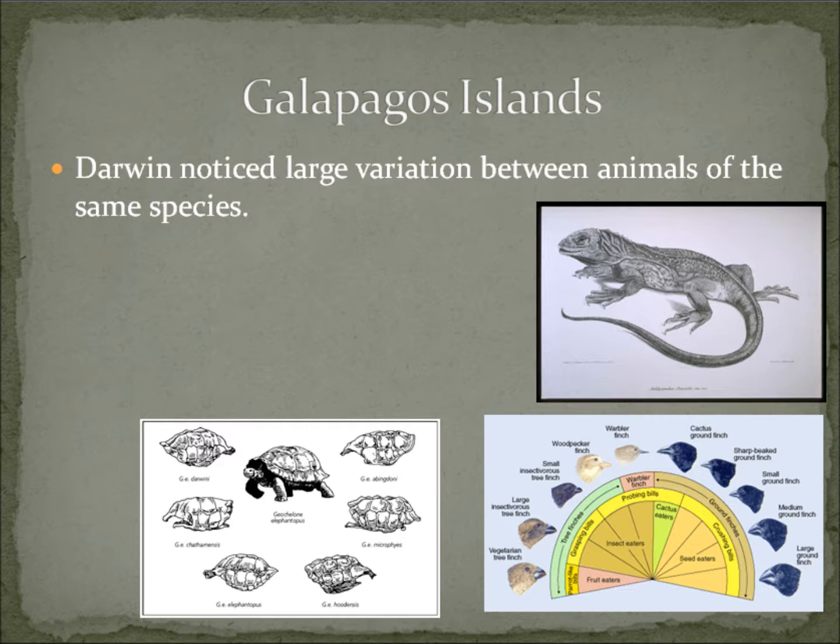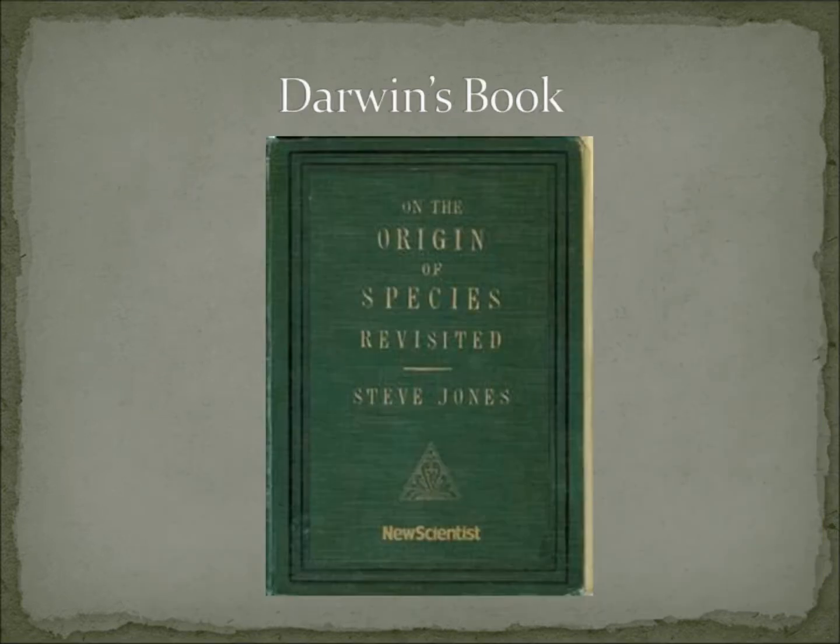Tortoises, where their food source was closer to the ground, had flatter shells than the others on a different island, where their food source was primarily cacti and had to reach to get their food. This led to his theory of natural selection.